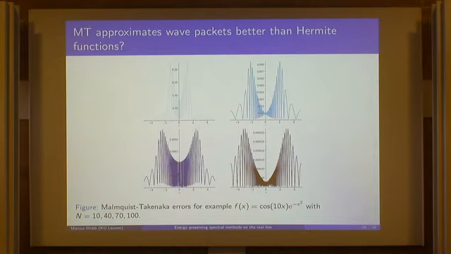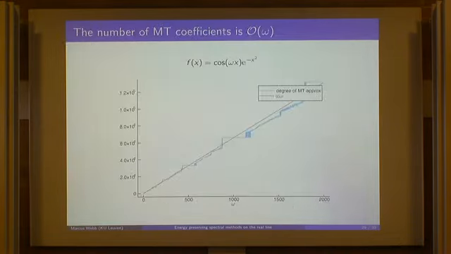We'd like to prove this sort of thing. We've got a few experiments that show it, but that's one of the things we're looking into. And it's surprising, as I said, because Malmquist-Takenaka functions are rational functions that decay like 1 over x. Wave packets decay much faster than that. Why would they approximate them well? We have some numerical evidence to say that the number of coefficients needed for a given accuracy is proportional to the frequency, omega.